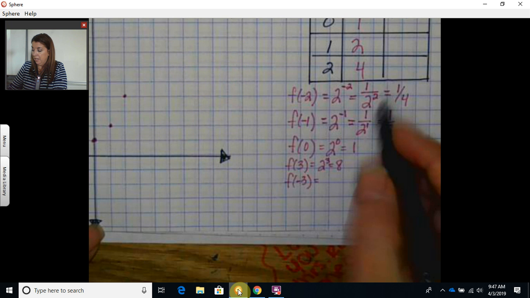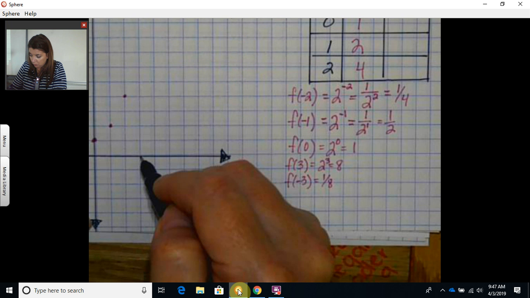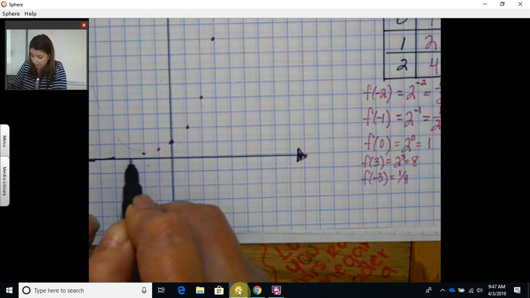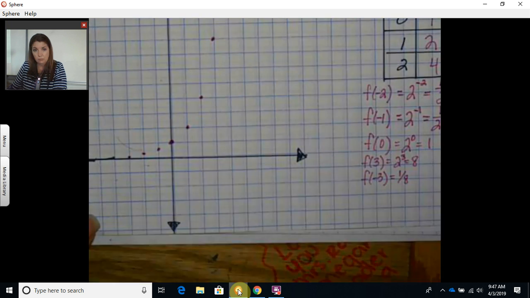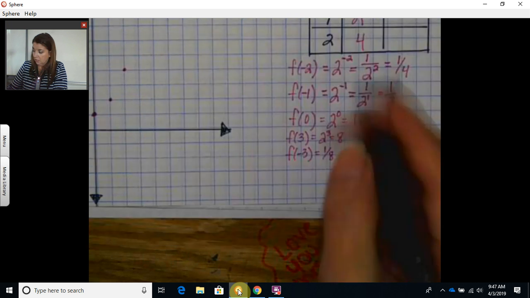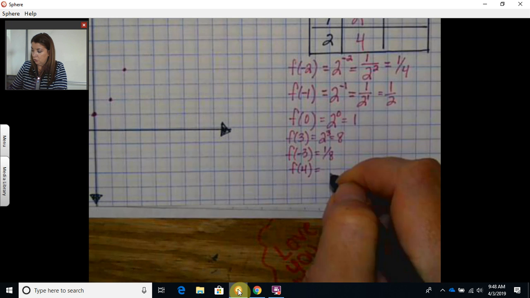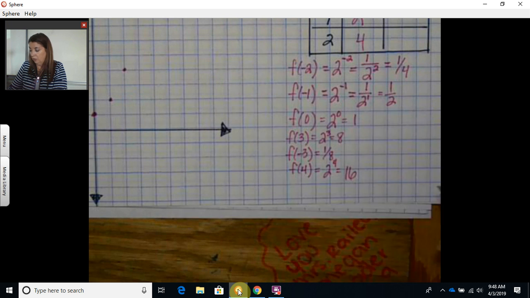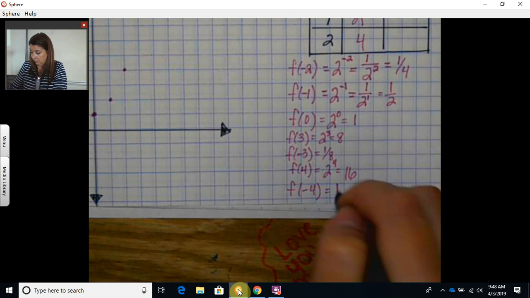When x is 3, 1, 2, 3, y is 1, 2, 3, 4, 5, 6, 7, 8. And when x is -3, y is 1/8. Let me see when x is 4 if I can fit that on my graph. So 2 raised to the 4th power: 2 times 2 is 4, 4 times 2 is 8, times 2 is 16. We would get 4 comma 16, right? Well, what about when x is -4? What do you think we get? 1/16. So I'll plot those.